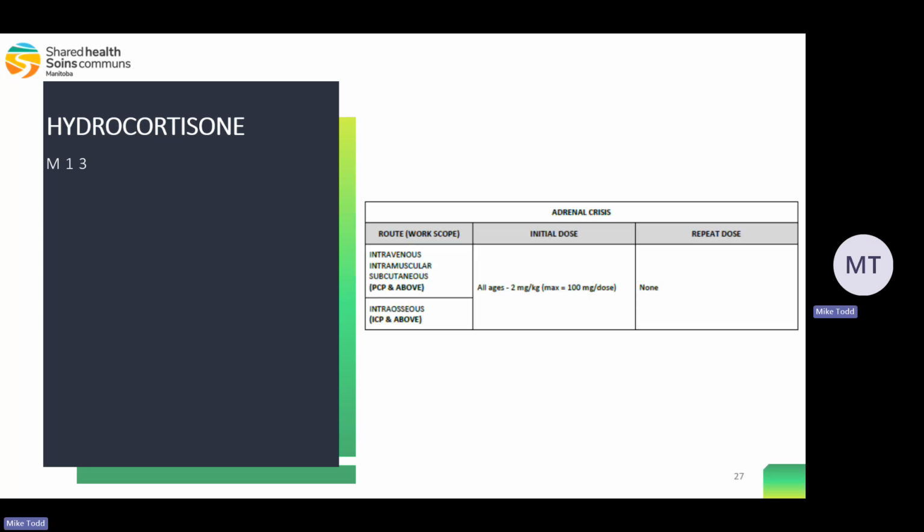So when we give hydrocortisone, it provides emergency replacement of cortisol for patients whose adrenal glands do not produce appropriate levels of adrenal hormones. So the nice thing is for adrenal crisis, it can be given IV, IM, or sub-Q because, again, it might be very hard to get an IV on these patients if they're already hypotensive.